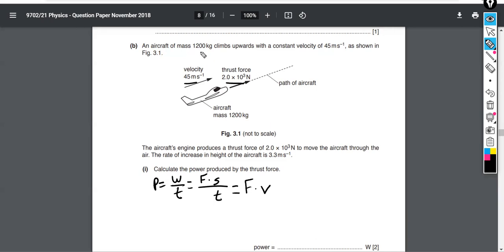Sometimes students just guess: here's a number, multiply some things, divide some things, you get lucky, and I multiplied these two just by a lucky guess. That would have got you there. So it's 2,000 newtons times 45 meters per second. A newton meter is a joule, and a joule per second is a watt, right? So watts of power. And if you multiply 45 times 2,000, you get 90,000, right? 9 by 10 to the 4.